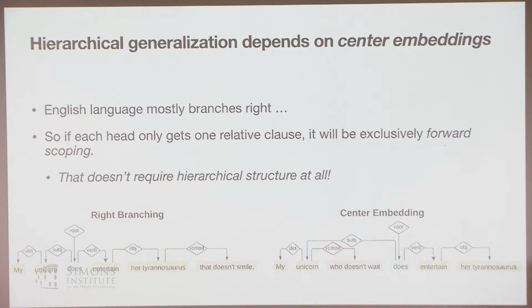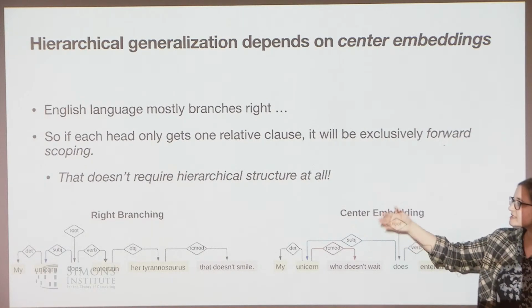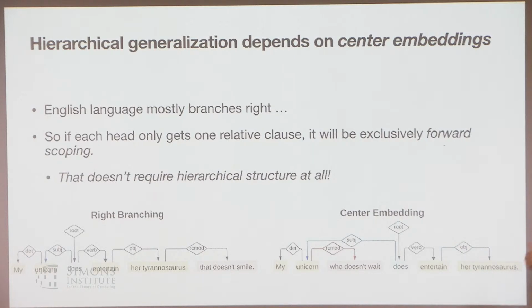The reason center embeddings are so important, and linguists generally agree that they're important for learning grammar, is because English, for instance, mostly is branching rightward. So if there are no center embeddings and each head is getting just one relative clause, it's going to keep scoping forward, and you can basically treat it as though it is just a line or an n-gram model. You don't need to use hierarchical structure in that situation.